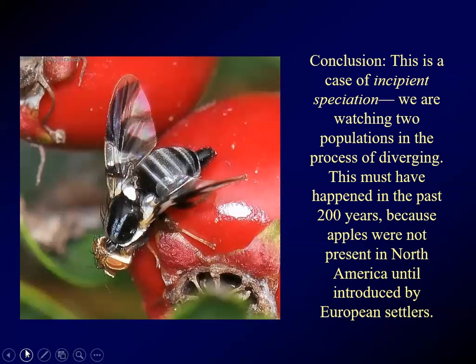So what we seem to be seeing is a case of incipient speciation, meaning it's speciation caught in the act. That these apple and hawthorn maggot flies, they can still interbreed. They may not be entirely separate species yet.